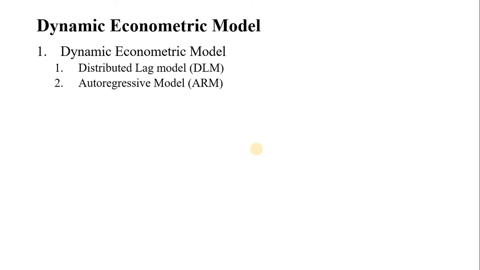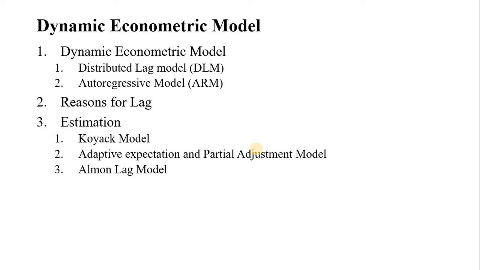So in this chapter, first we will discuss what is the dynamic econometric model. Then, as you know, the dynamic econometric model can be of two types: distributed lag model and autoregressive model. What are these two models? Then, why do we need a lagged variable in our equation? What are the reasons for using the lag and what is the lag?